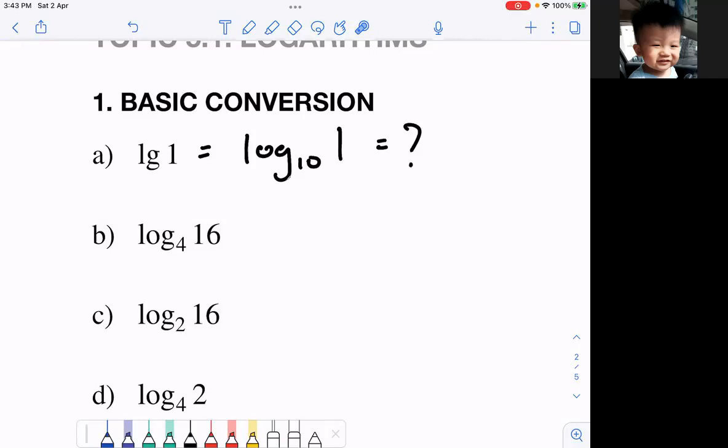Who knows 10 to the what equals 1? This one, no need calculator. If you know, you know. Those online, oh, Faith typed zero already. Luke also said zero. It's zero lah. I mean, even if you didn't know, now you know. You go calculator, press 10 to the power of zero, you get one. So the answer is zero.